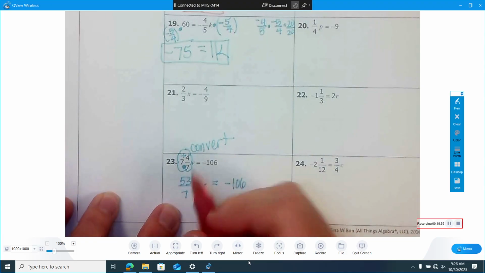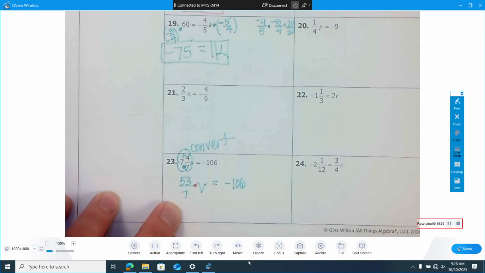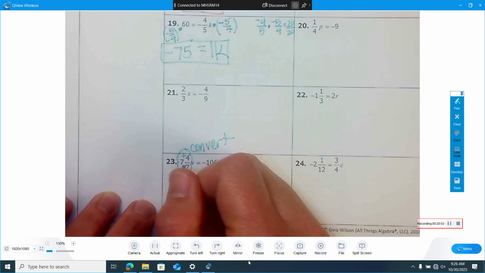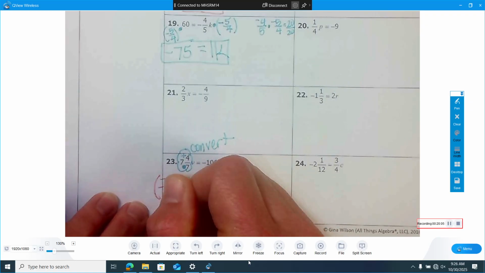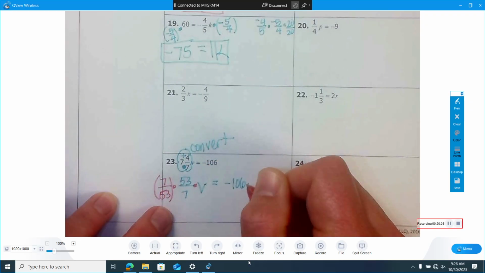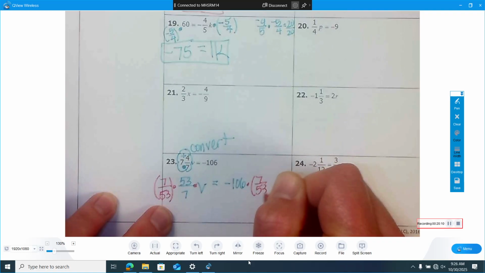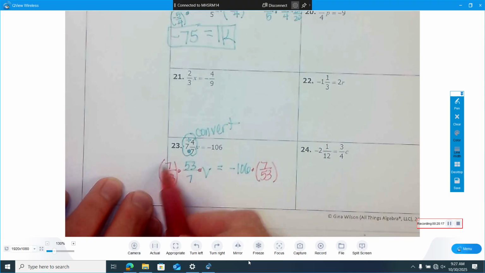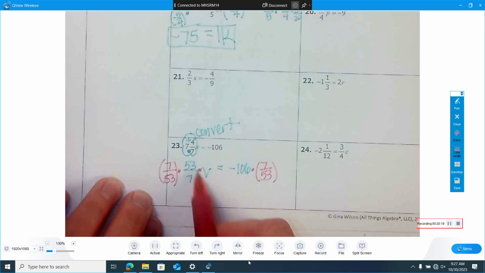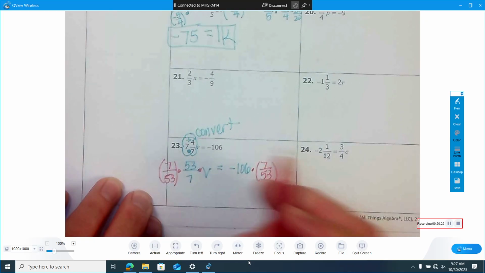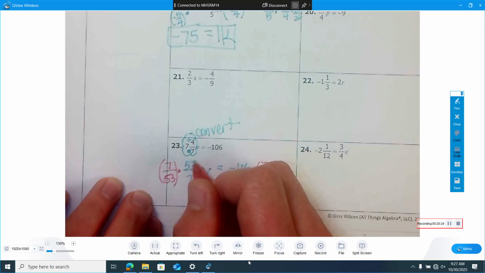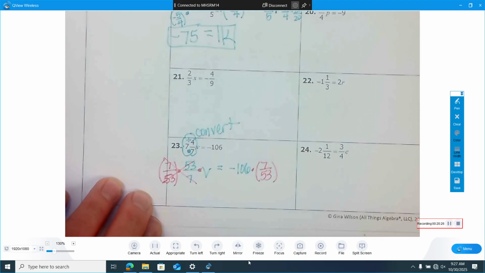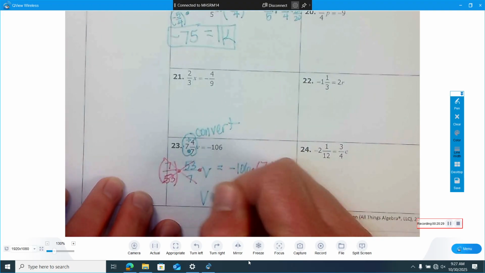All right, now, this is 53 over 7 times our variable. How are we going to get rid of that 53 over 7? Multiply by 7 over 53. Multiply by the reciprocal on both sides. What happens with our little product of our reciprocals here? What do we get? Just one, yeah. They sort of cancel each other out there, which is super handy. And we're just left with the v.